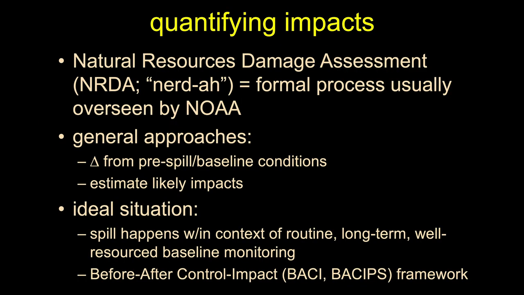In terms of quantifying impacts, the official approach is the Natural Resource Damage Assessment approach, usually pronounced NRDA. This is the formal process overseen by the agency taking charge of the overall impacts. In the case of stuff that touches the ocean, it's usually NOAA, the National Oceanic and Atmospheric Administration. But the general approach is to look at the deviation from pre-spill, pre-impact baseline conditions. In some cases, because we don't have robust baseline monitoring, or the nature of the organism impacted is highly variable, in those cases we work on estimates of likely impact from things like laboratory experiments, et cetera. In an ideal situation, the spill would have happened within the context of routine, long-term, well-resourced baseline monitoring.